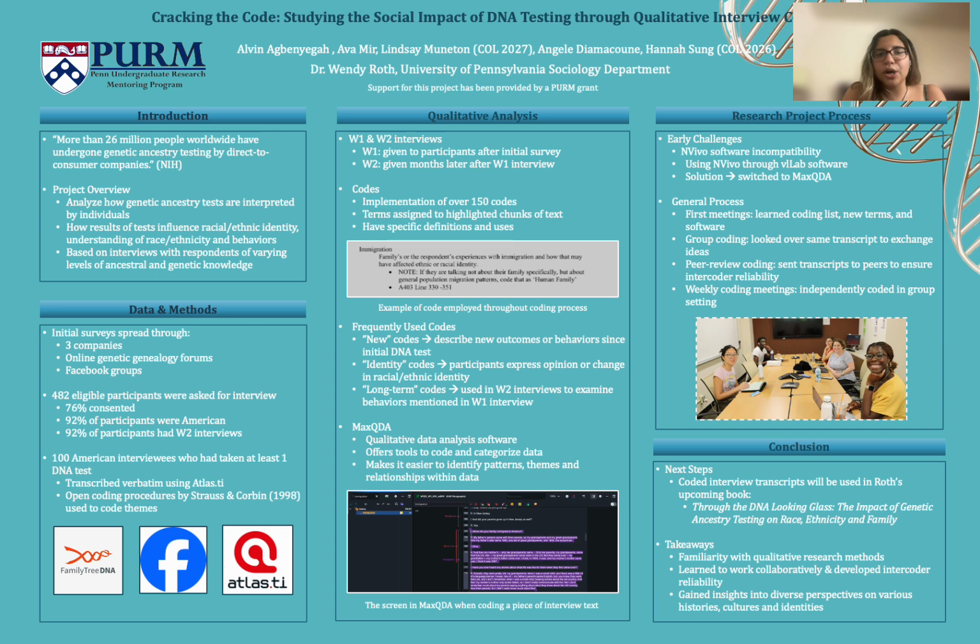We used over 150 codes, which are not your normal codes. They're terms assigned to highlighted chunks of text, and they have specific definitions and uses. In the case of the immigration code, we used it when a participant described their experience with immigration and how it potentially affected their racial or ethnic identity. Some codes are used more easily than others, like the long-term codes that are primarily used in Wave 2 interviews to examine the longevity of behaviors and attitudes that were mentioned in the Wave 1 interviews.